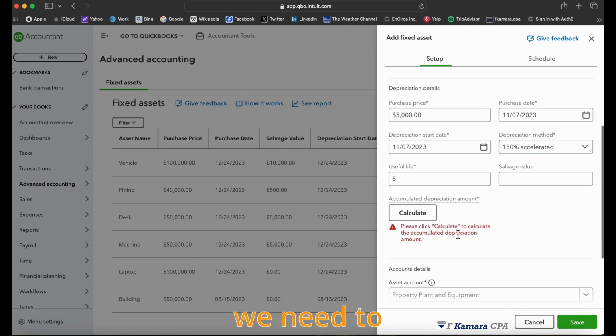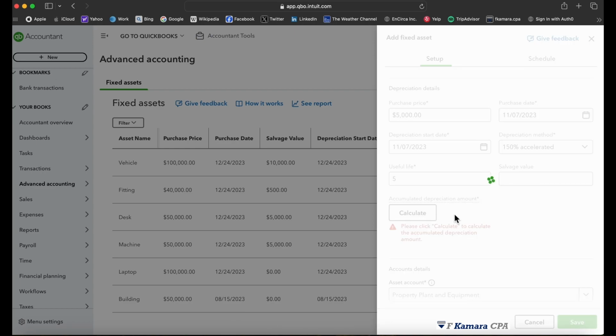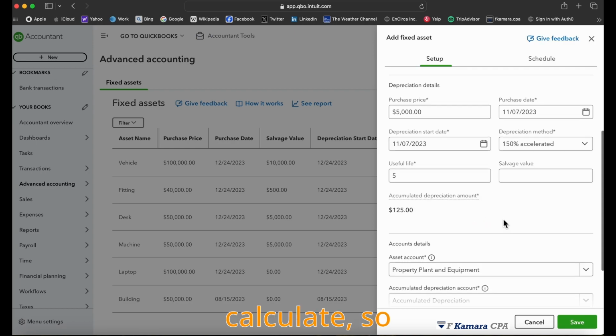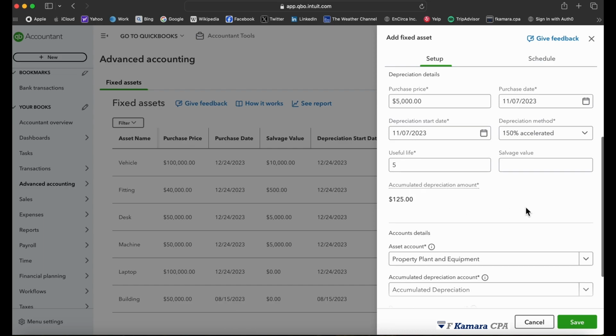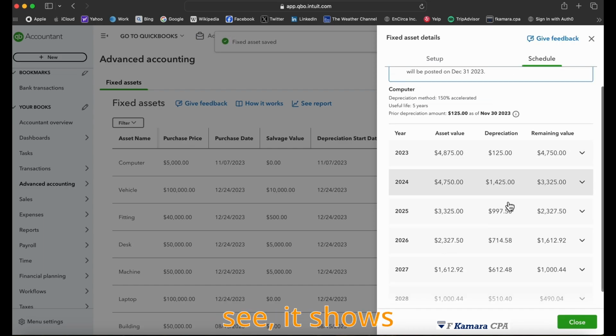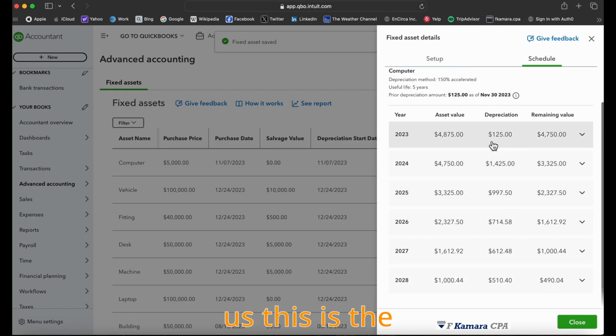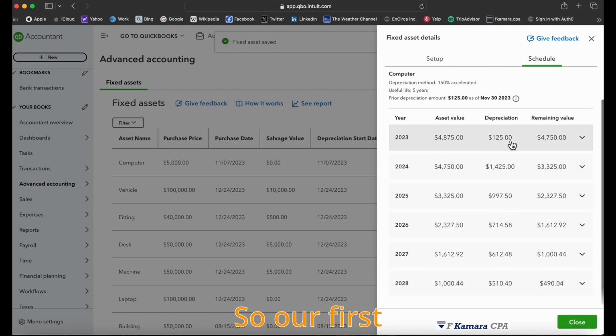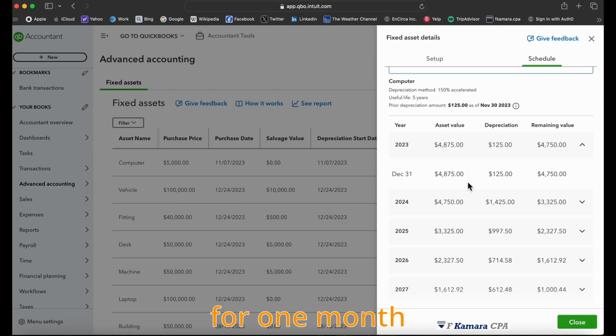Okay, so first we need to calculate, right? So once we calculate, the accumulated depreciation amount is 120. So now you see it shows us this is the depreciation amount. So our first depreciation amount is 125 for 1 month, because we put the asset in service in November. So the first depreciation started in December. You see that? So they apply 120.